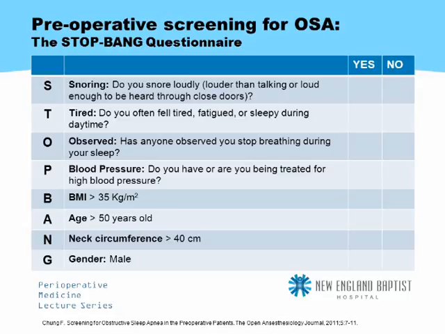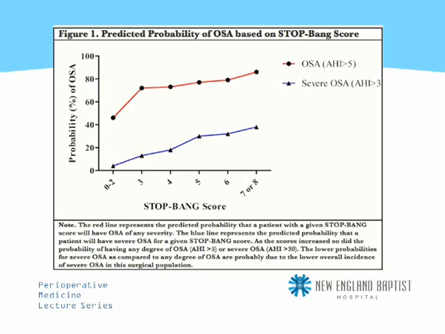So based on this STOP-BANG questionnaire, and actually most of these questions we have included in our H&P from pre-admission screening, this information can be obtained, and it's a validated questionnaire. And we can see in this study, if we're looking at just any sleep apnea over 5 on the AHI index, if you have a score of 8, you pretty much have a 90% chance of having sleep apnea, and about a 40% chance of having severe sleep apnea.